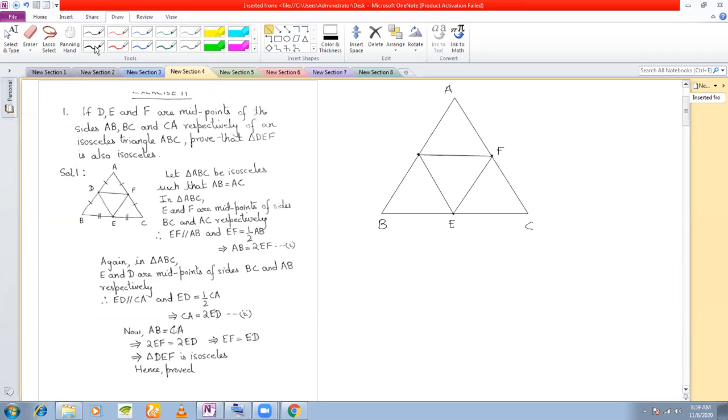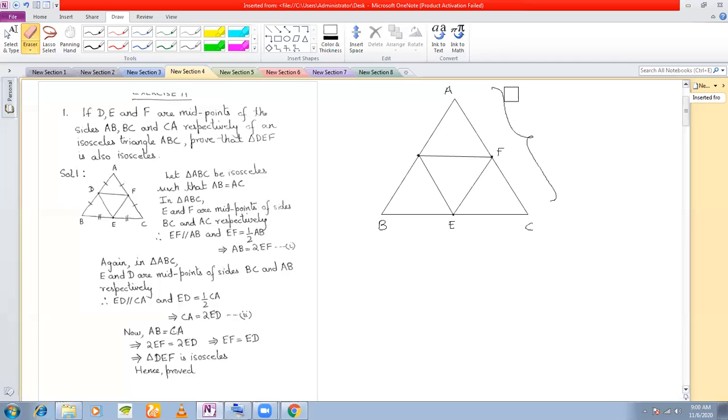Suppose this is an isosceles triangle in which these two sides are equal. Say this AB is equal to AC. Suppose these two are equal in this triangle.